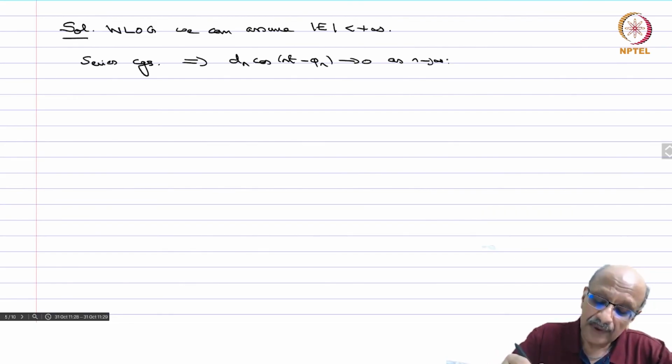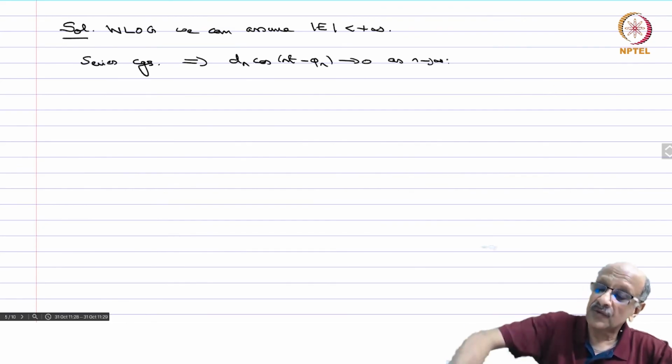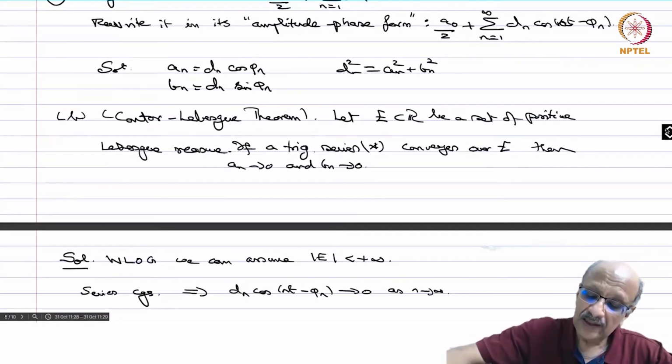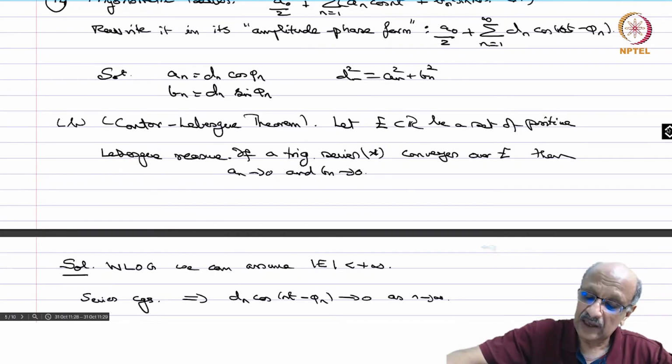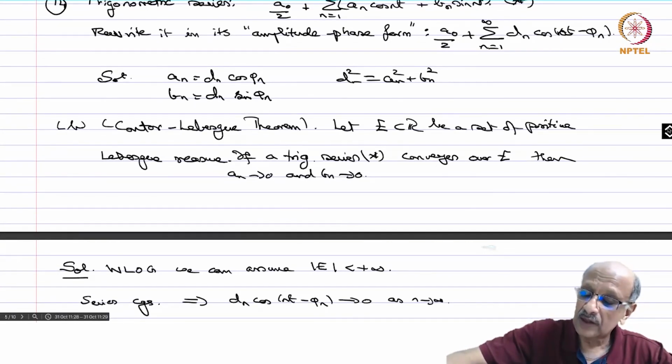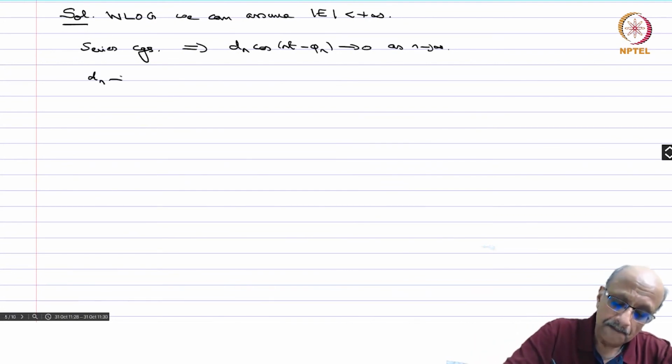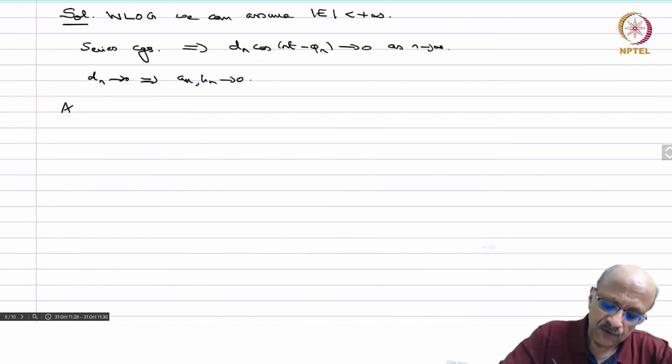So this can happen in two ways. Either d_n can go to 0, and if d_n goes to 0, we are through, because d_n square is a_n square plus b_n square. So if d_n goes to 0, then a_n and b_n automatically go to 0. So this is what we need. So assume, if possible, d_n does not go to 0.